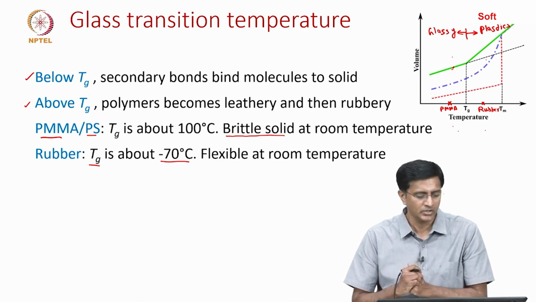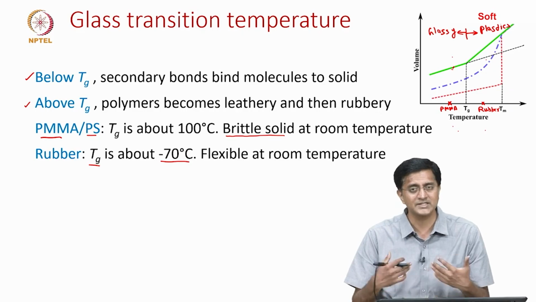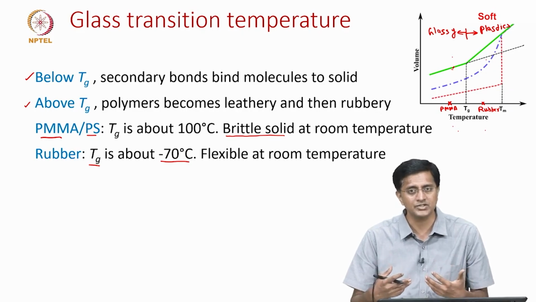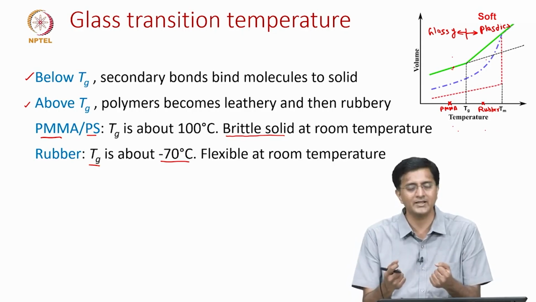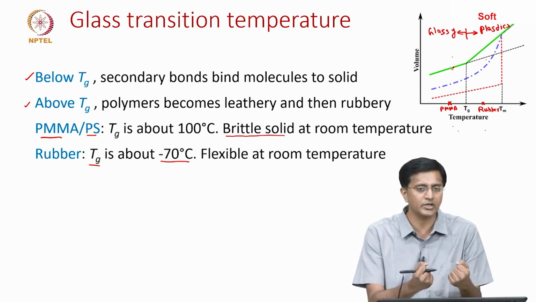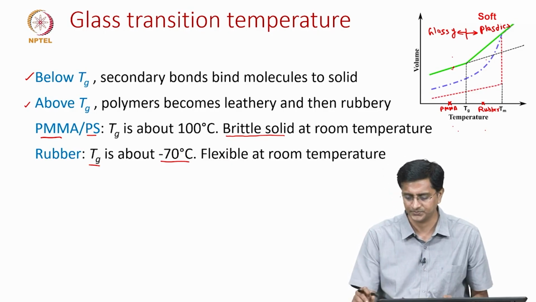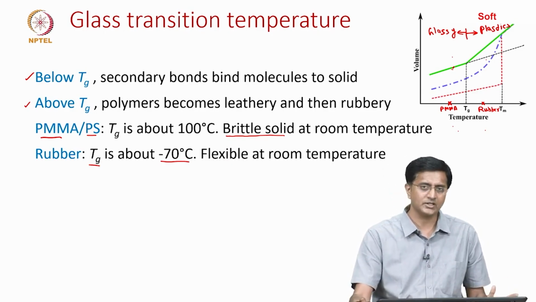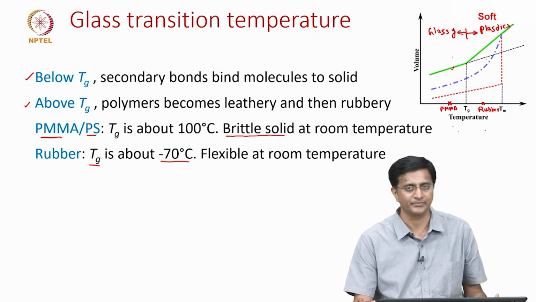So, it is important to know this glass transition temperature, because it says, for your operating conditions, which polymer you should choose, whether you want your polymer at that temperature to behave as a solid with high mechanical properties, or as a soft flexible material. Okay. Now, let us look at how we measure this glass transition temperature.